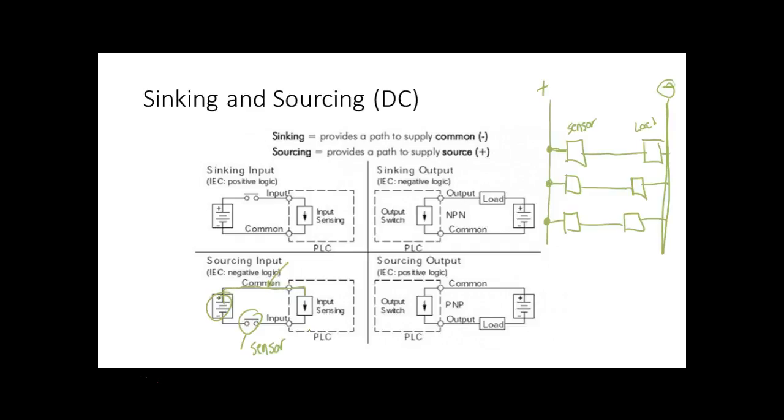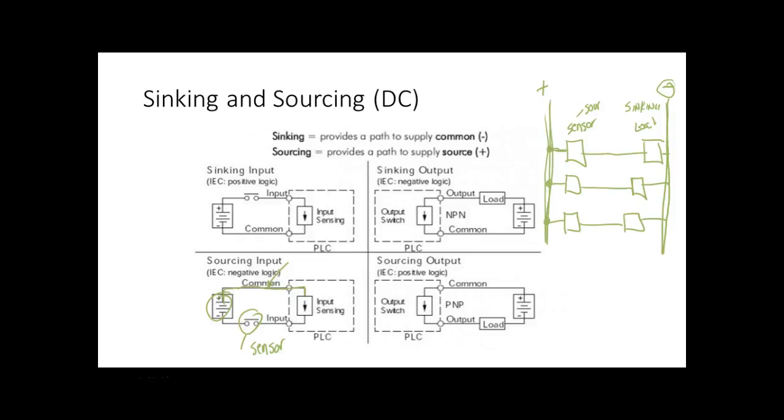So what we're saying is that this would be an example of this guy right here. So it's using a positive common. So these sensors right here would all be sourcing. Now, if my sensor is sourcing, then my load is going to have to be sinking. You understand? So a sourcing sensor has to hook up to a sinking input, right? You understand that? Everybody okay? Yes or no?